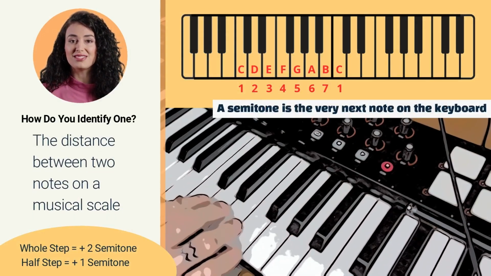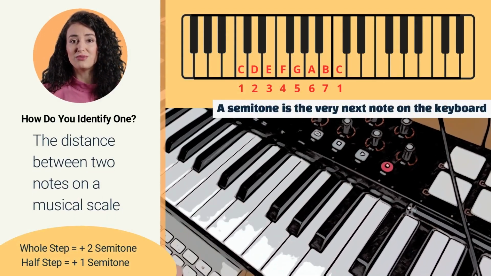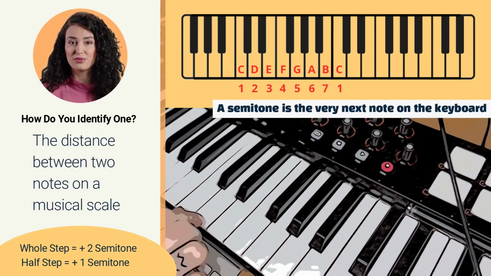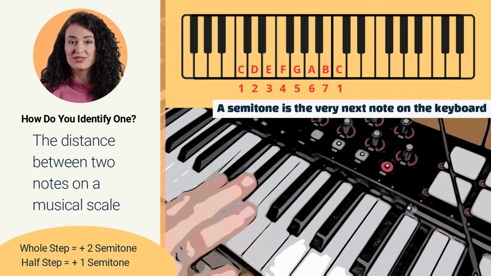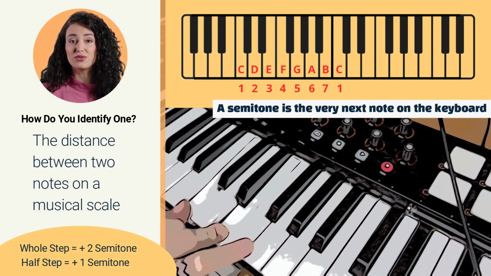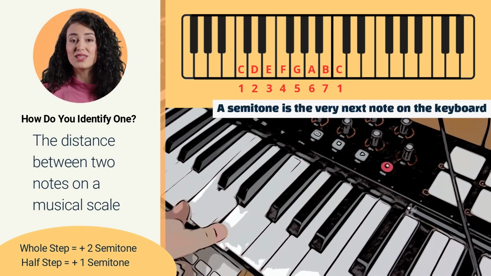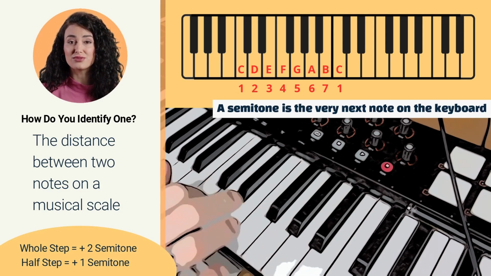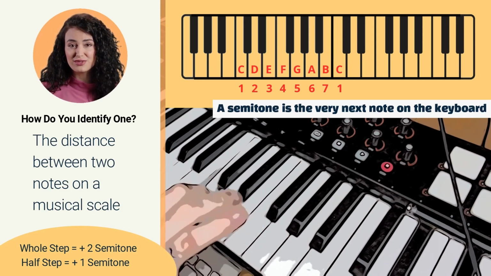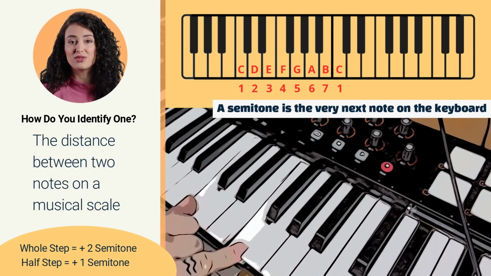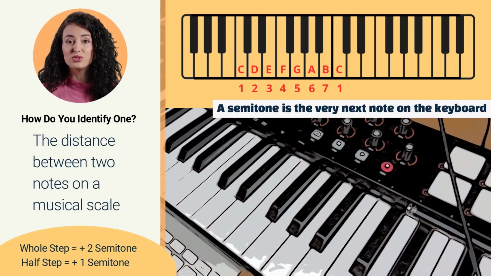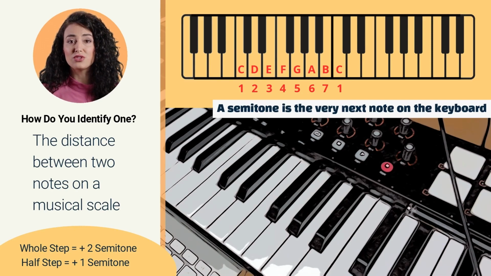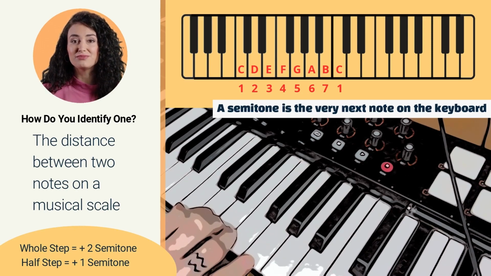Simply put, find the distance between two notes on a musical scale. For example, if you are playing the C major scale and you play the first note, C, followed by the third note, E, you have played a major third interval. Similarly, if you play the first note, C, followed by the fourth note, F, you have played a major fourth interval.